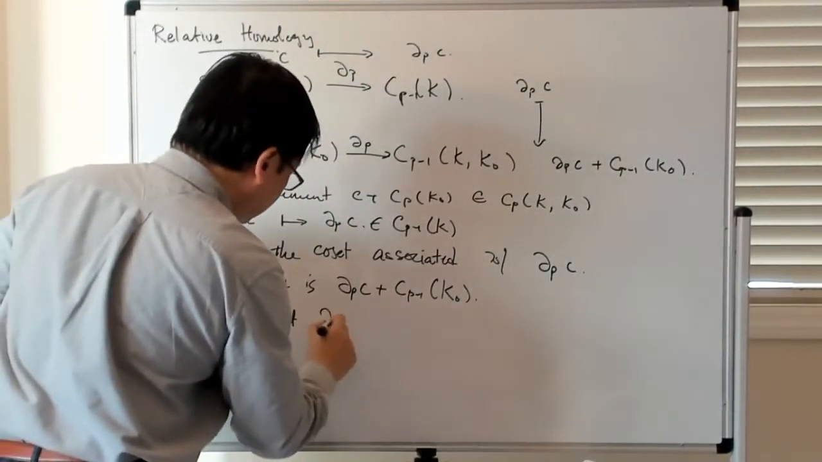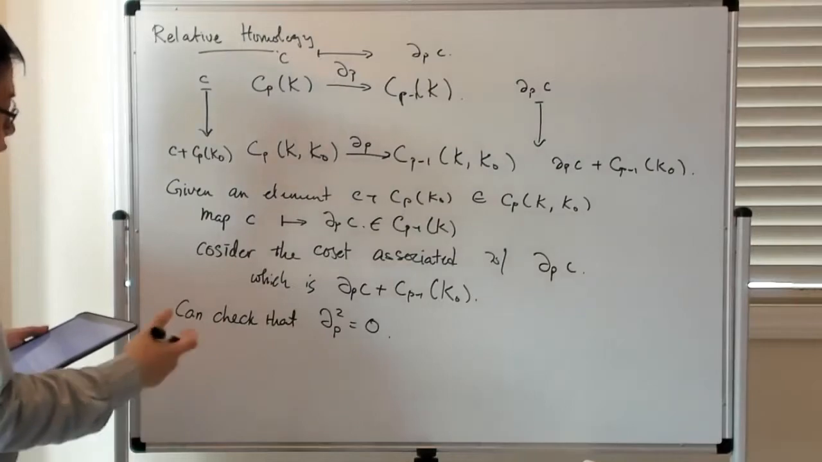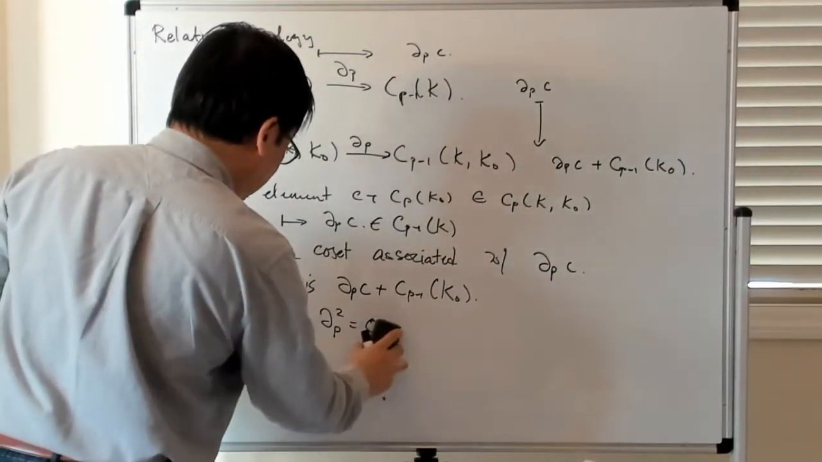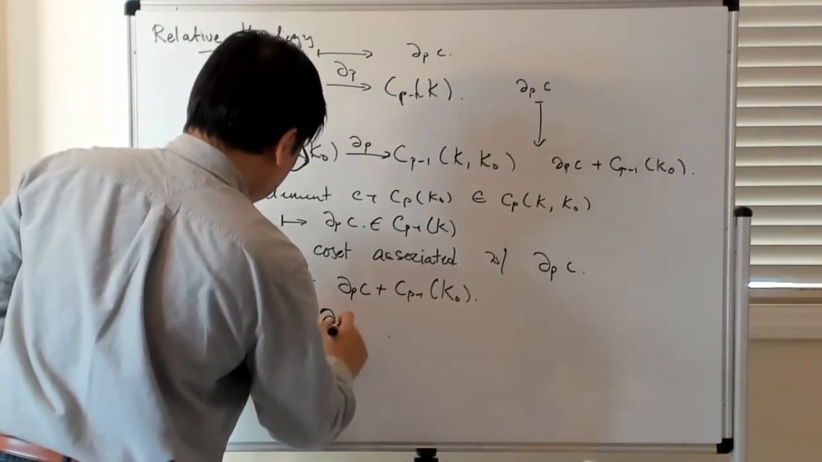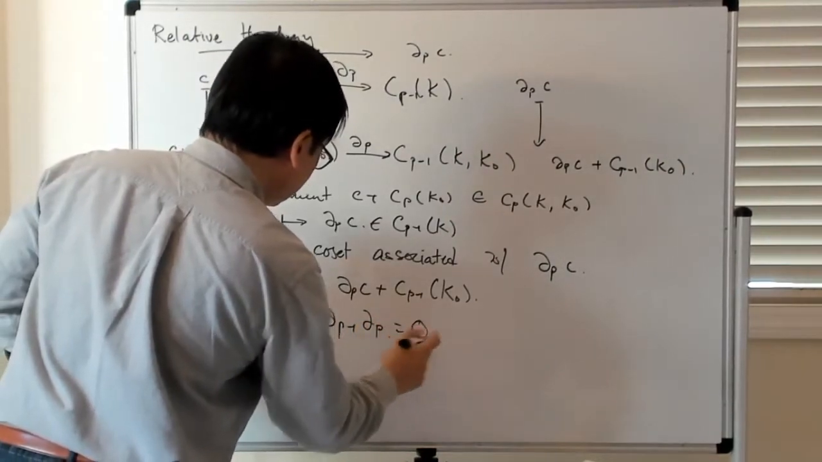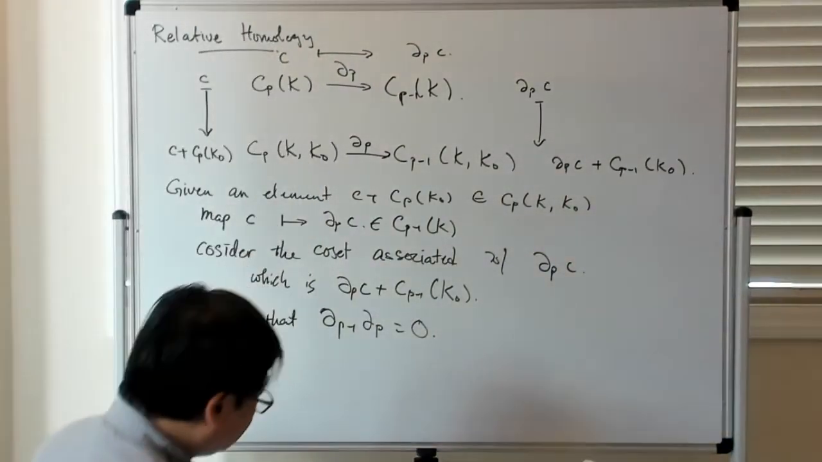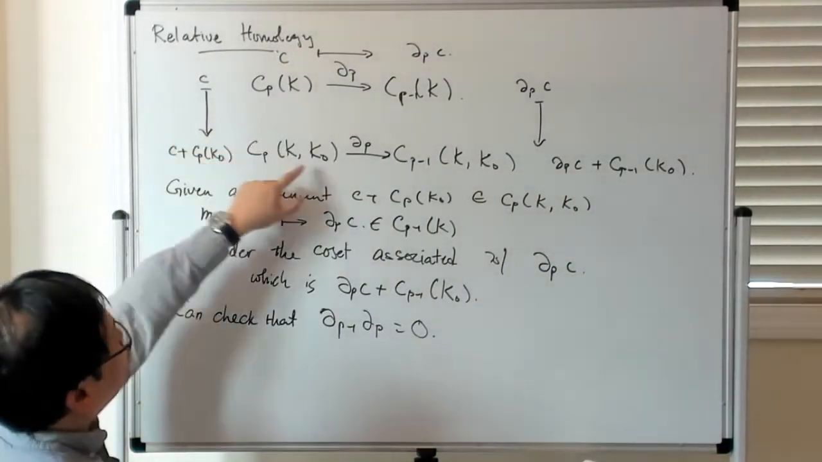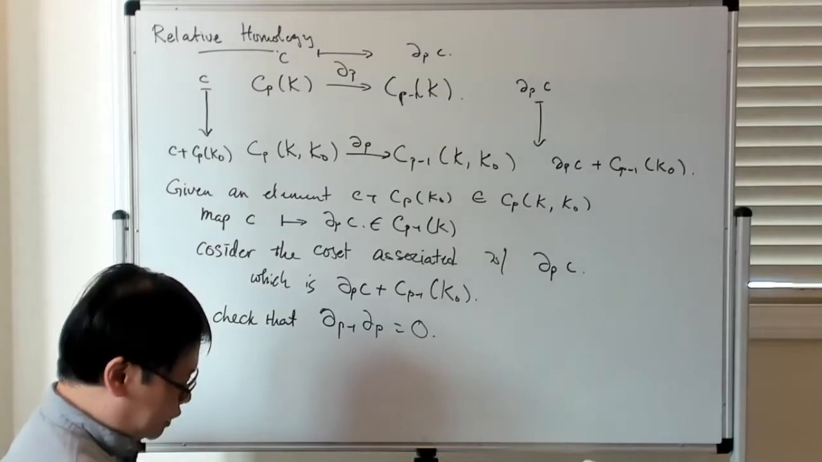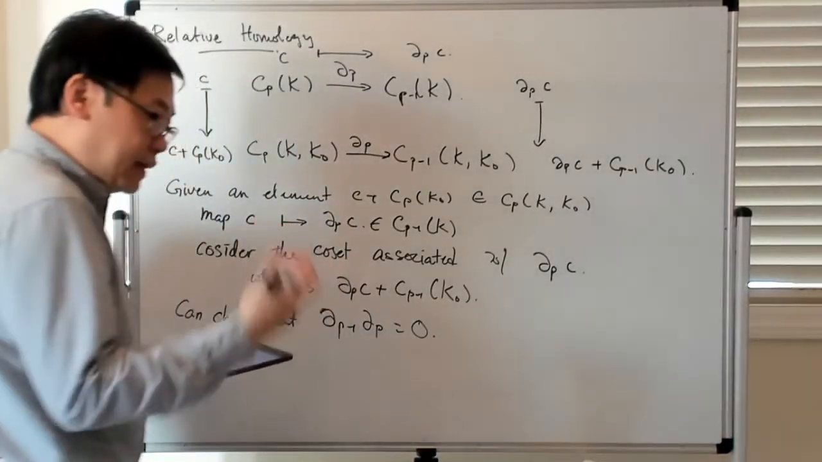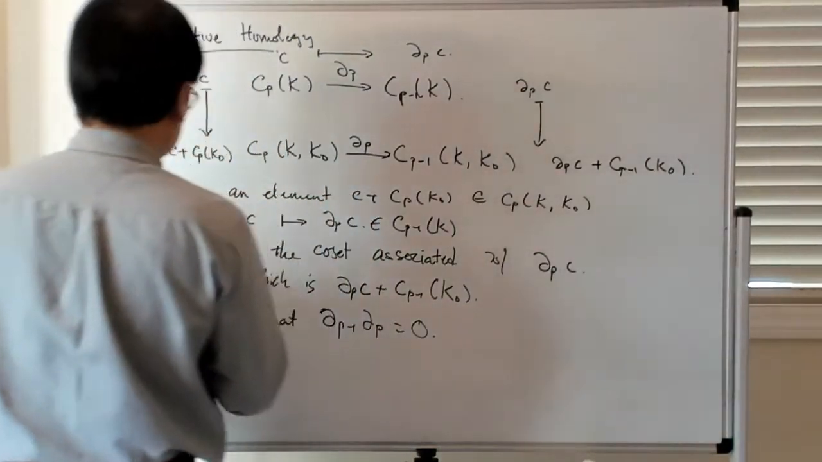So some remarks are that you can also check that the boundary applied twice is zero. So you apply the boundary twice, and technically it would be something like boundary p minus 1 boundary p is equal to 0, right? Okay, so now that you have an induced boundary map at the level of the relative chain groups, you can construct the relative cycle groups, the relative boundary groups, and the relative homology groups, right? So let me just say that.